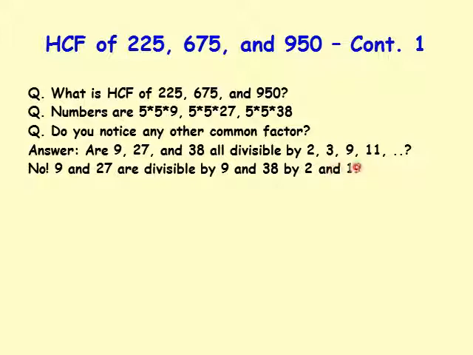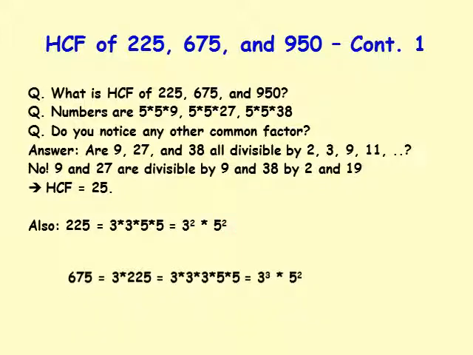So we have gone this far. The HCF is finally 25 because there are no other common factors. These are two common factors, 5 and 5. Actually, we started with 25 and then replaced it by the prime factors. So 225 is 3 times 3 times 5 times 5, which is 3 squared and 5 squared.